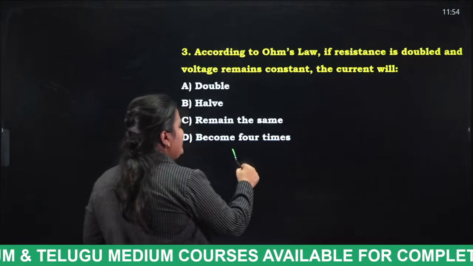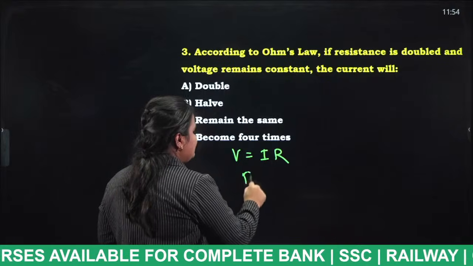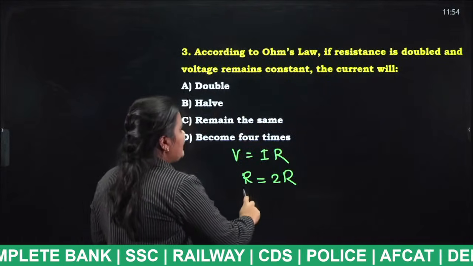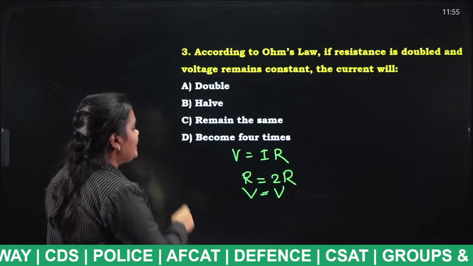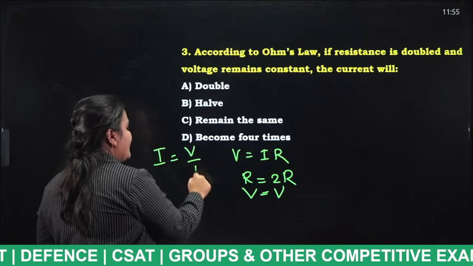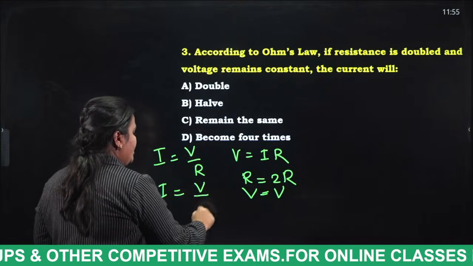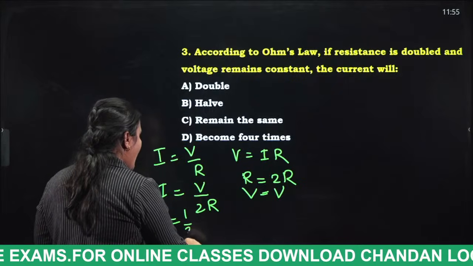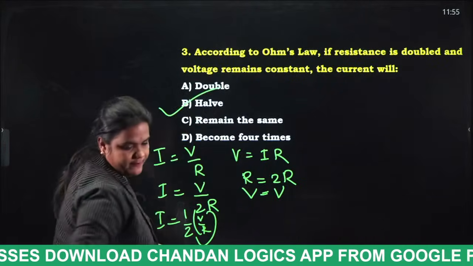Next, according to Ohm's law, if resistance is doubled and voltage remains the same, the current will. We all know V is equal to IR. So they are saying that resistance is doubled, that means R becomes 2R, and voltage remains the same, V. From this we can write I is equal to V by R. So I is equal to V by 2R. What is happening here, students? I is equal to half into V by R. That means current is halved.